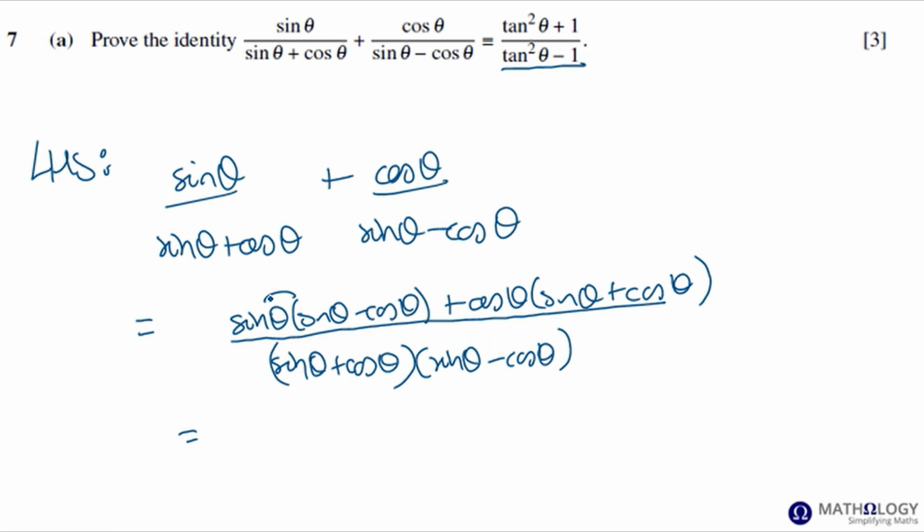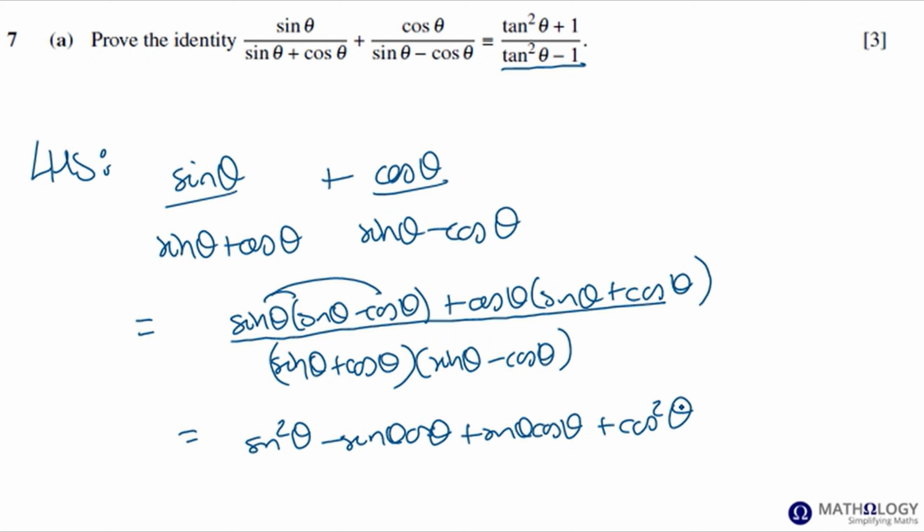So at the top we have sine theta times sine theta, which is sine squared theta, sine theta times minus cos theta, minus sine theta cos theta, plus sine theta cos theta plus cos squared theta, over sine squared theta minus cos squared theta.